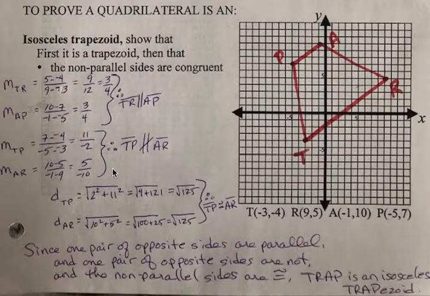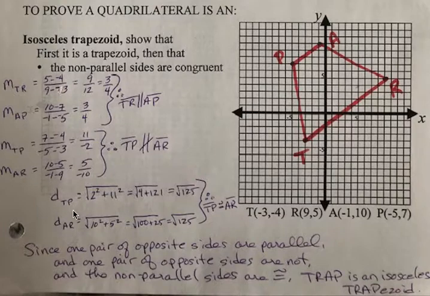All right, so all these calculations, and we talked about this in the very beginning: you use slope to prove parallel, but it also proves not parallel. You use slope to prove perpendicular, but it also proves not perpendicular. You can use distance to prove congruent, but it could also show that they're not congruent. Now that these two, TP and AR, are identified as the non-parallel sides, you calculate the distance for these two.